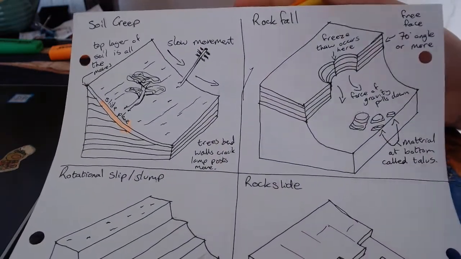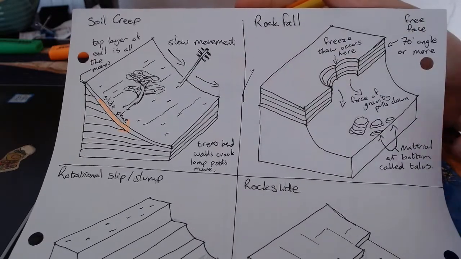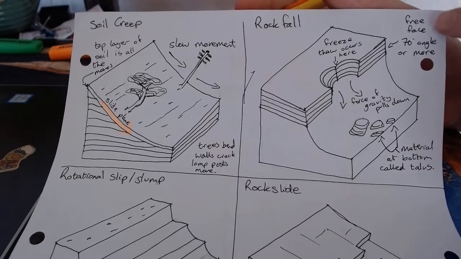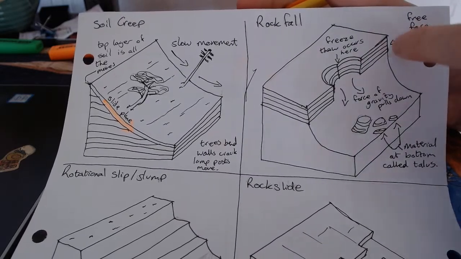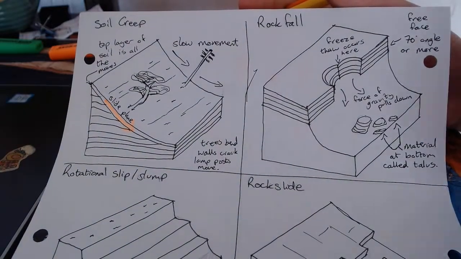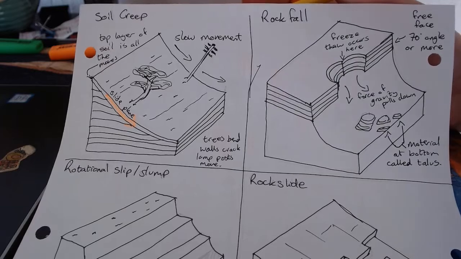All right, over onto our rock fall. A couple of different things then. This first little arrow up in the top corner, free face. It says a 70-degree angle or more. So when you contrast that with this, the first piece of movement along the plane is incredibly vertical.